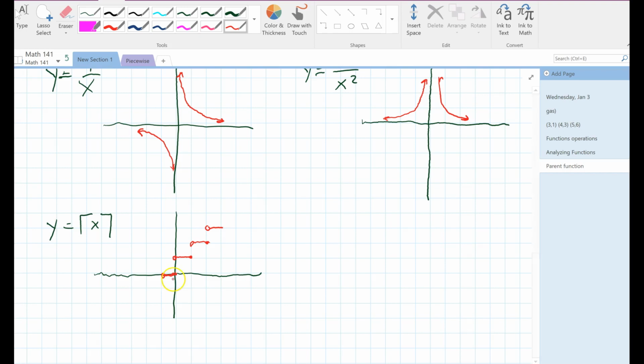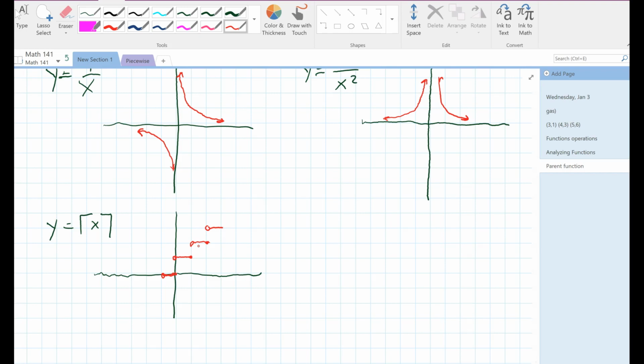So when you plug in 0, it stays at 0. When you plug in 0.1, it hops up to 1. When you plug in 0.2, it gives you 1. When you plug in 0.99, it gives you 1. When you plug in 1, it gives you 1. But when you plug in 1.01, it hops up to 2. So that's the step function.